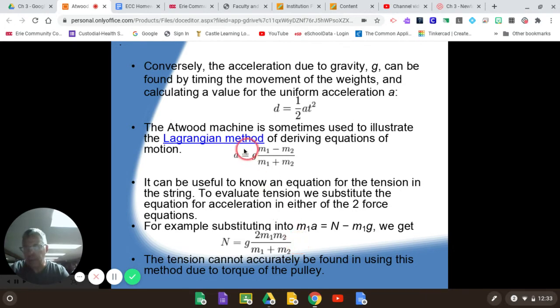So this formula here you can use to calculate the acceleration of the two masses moving. If we gave you mass one, mass two, and gravity, or you could say, hey, let's take this system to the moon, and we will drop it. We'll calculate a using kinematics, 1/2 at squared, and then place a in here, and then just solve for g to find gravity.